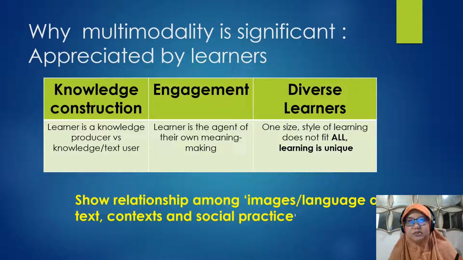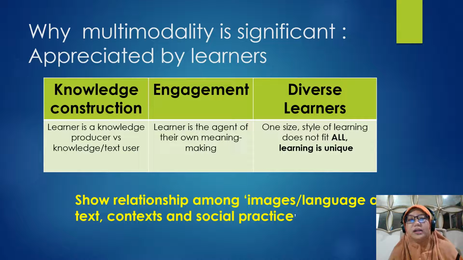For example, the camera angle. What is the camera angle used? What does it mean? How is it connected to unity in diversity? Yeah, and they are no longer just text users or knowledge users. Two, engagement. As the learners learn in the class, they become engaged as they now are the agents of their own meaning making. Next, diverse learners.